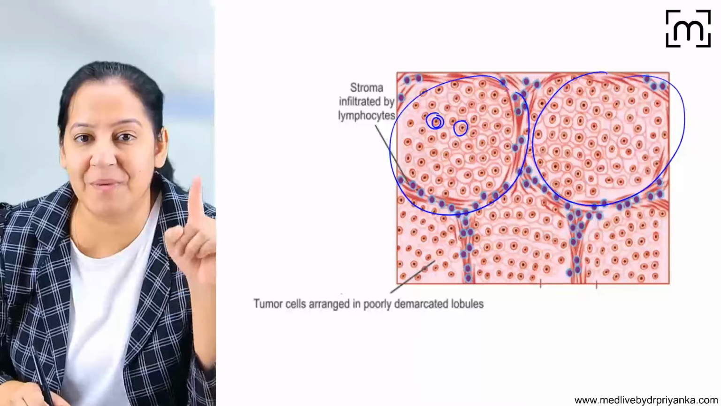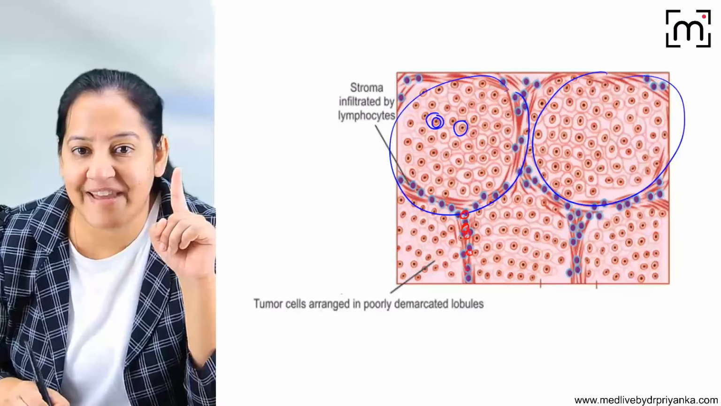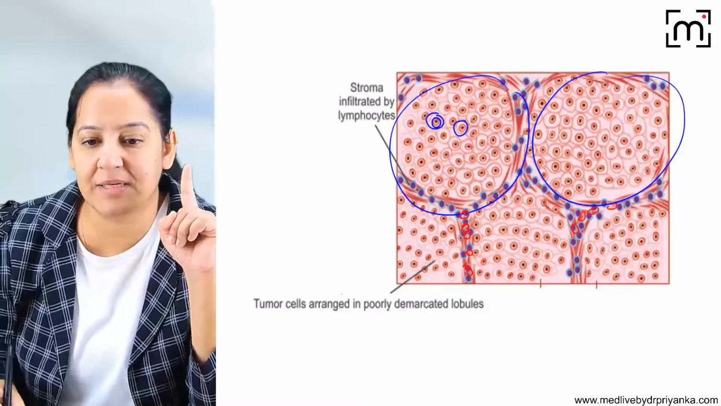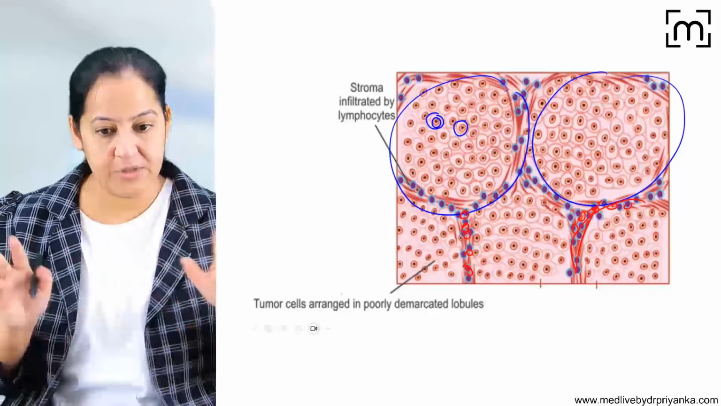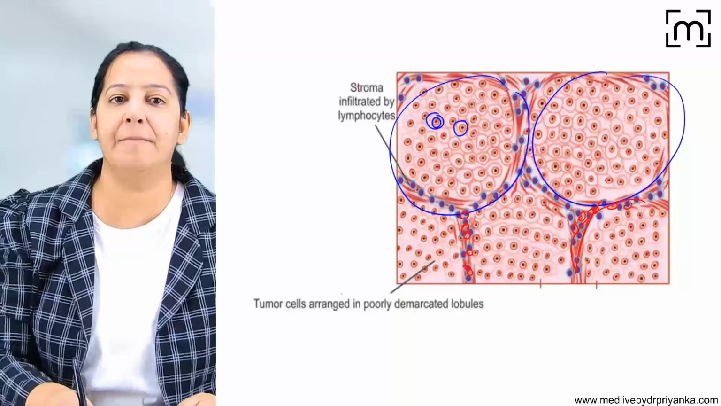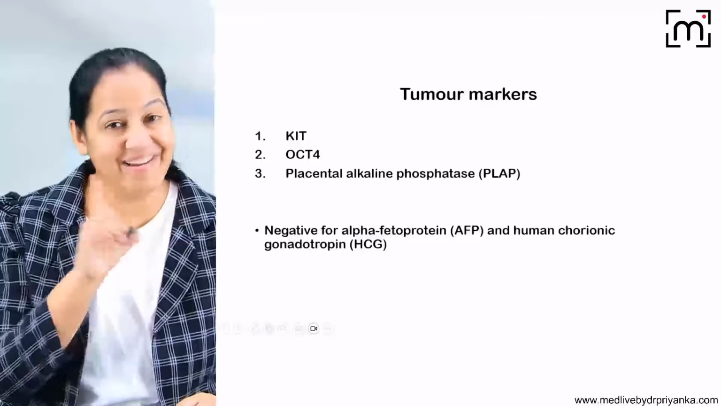Very important, see the stroma. Inside the stroma, see the lymphocytes. Very clearly you can appreciate inside the stroma, these all are lymphocytes. So lymphocytic infiltration is very important inside the stroma. You will get marks on that.